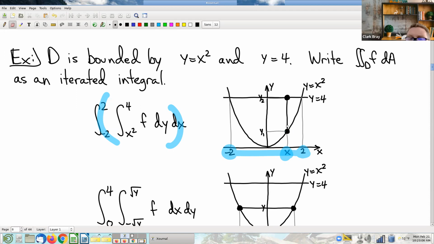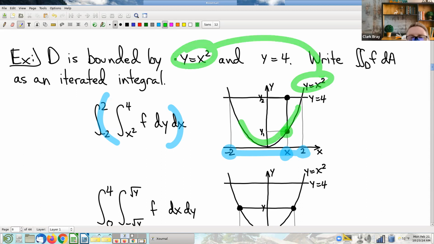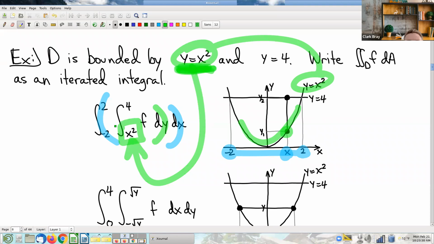Y starts at that point, which is on that curve, which has this equation. Wait a minute, I've already lost track. What am I solving for here again? I'm solving for y. So within this equation here, I need to solve for y. Lucky break. It's already solved for, and there's my lower bound.